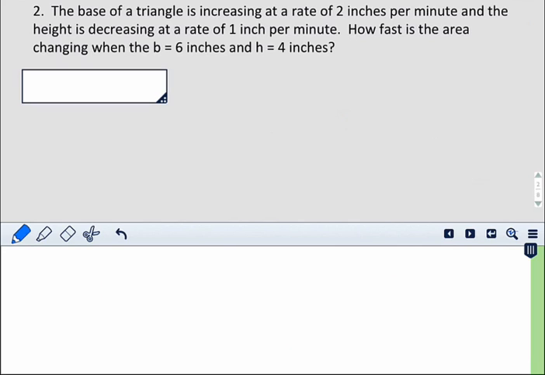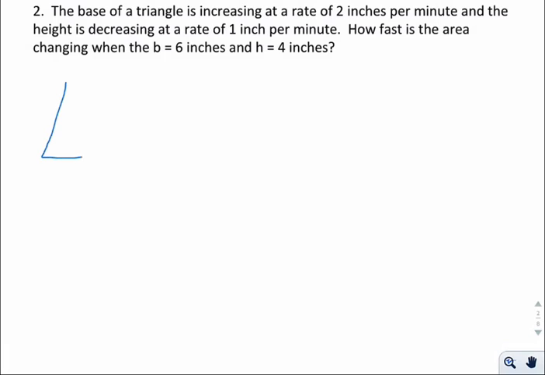Alright, number 2, it says the base of a triangle is increasing at a rate of 2 inches per minute, and the height is decreasing at a rate of 1 inch per minute. How fast is the area changing when the base equals 6 inches and the height is 4 inches? So let's go ahead and draw our diagram. We have our triangle with a base and our height.